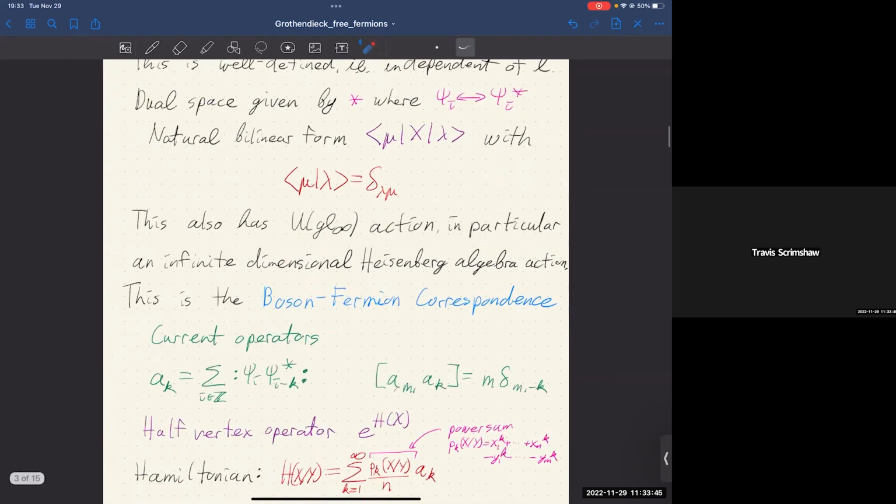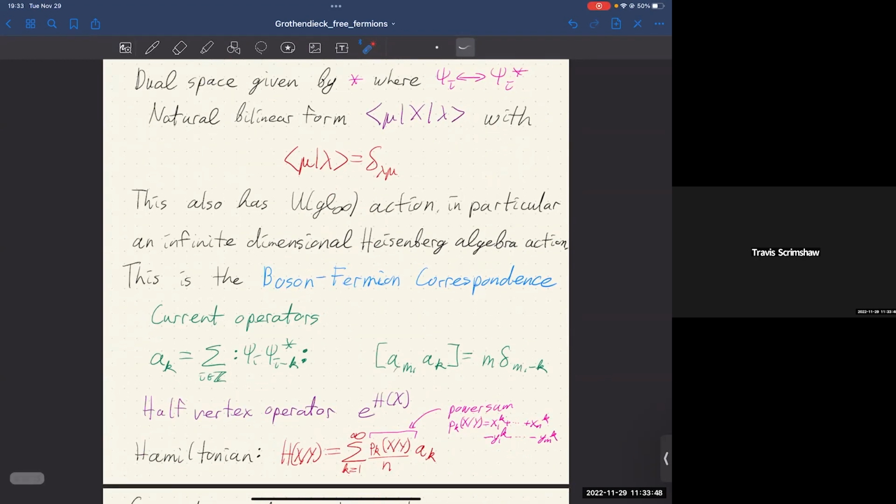And we can make this very explicit by introducing these things called current operators, which is now an infinite sum. And then I have this normal product here, which for the most part doesn't actually matter. It only matters when k is equal to 0 in order to make sure that things make sense. I'm just going to brush it under the rug because it's not important for what I'm going to talk about.